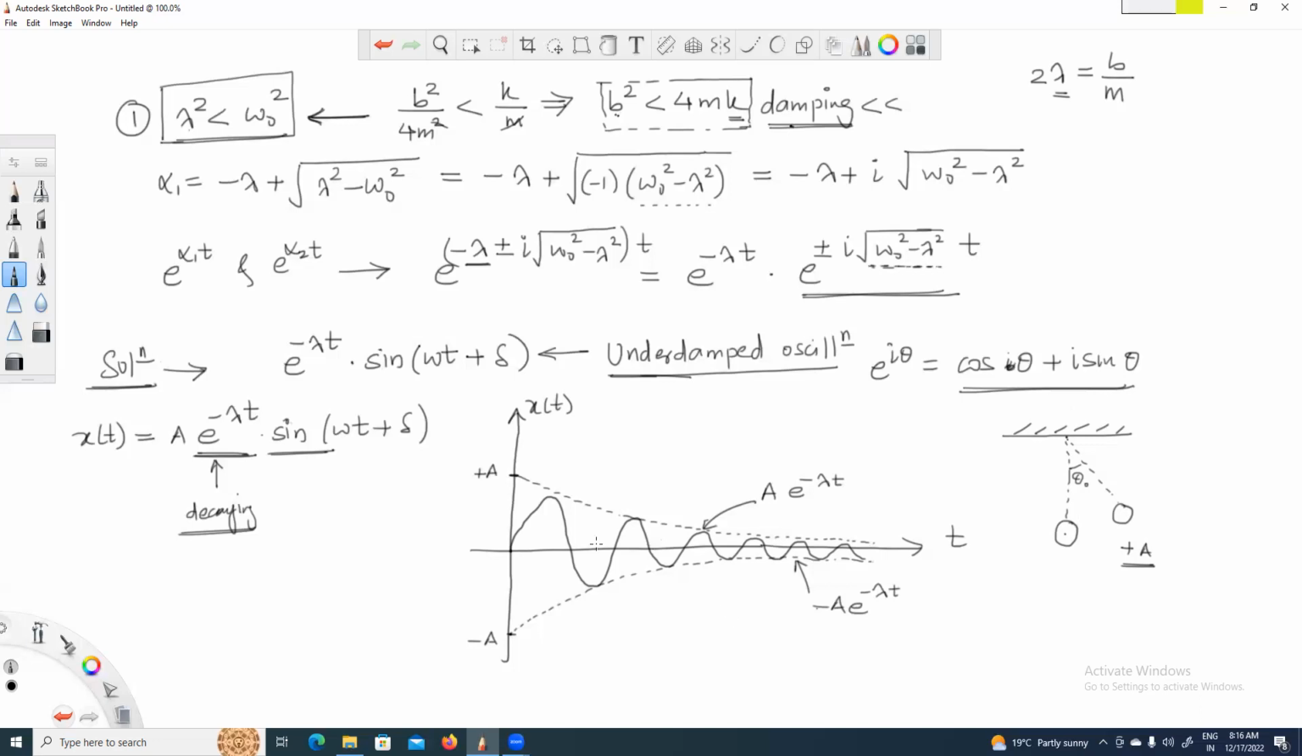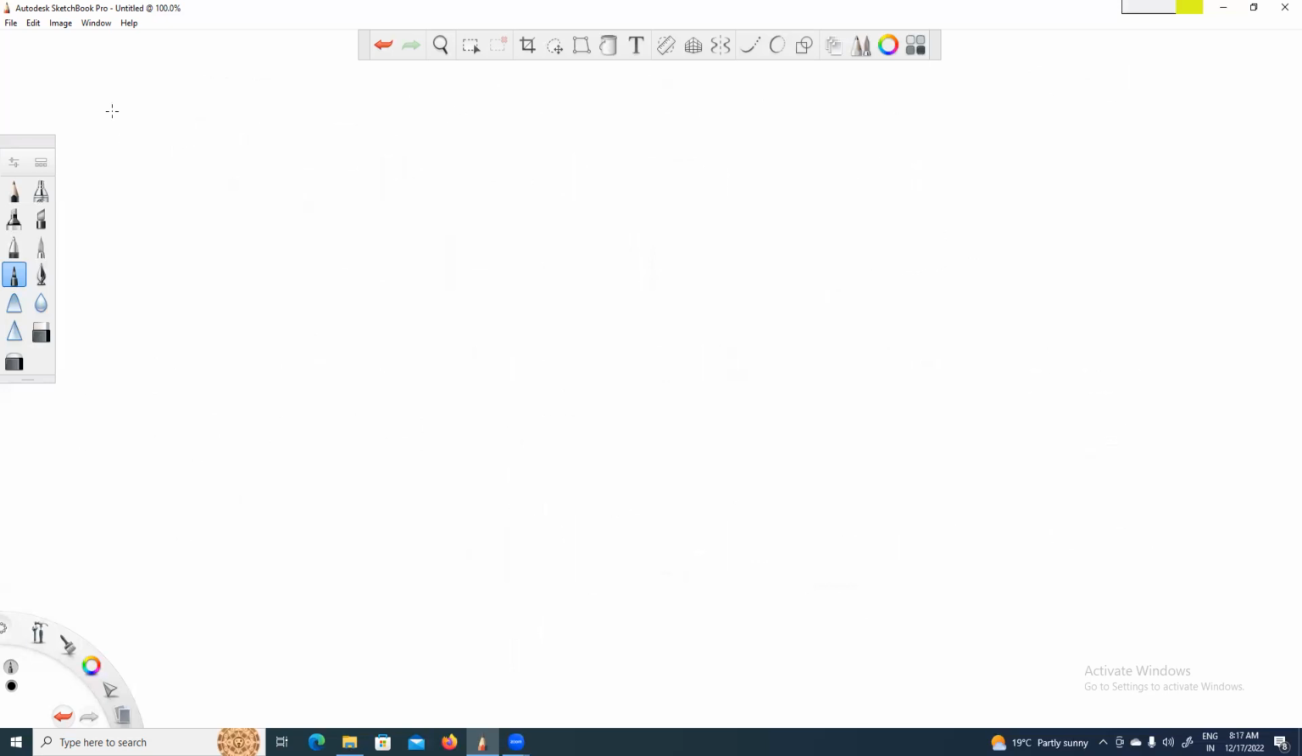So let's go to the next condition, which is the second condition. We'll first see lambda square is now greater than omega naught square. Again, I will write the first one, alpha 1 equals to. From this condition, I can directly write from the previous slide, b square would now be greater than 4mk. This indicates what? Your damping force is stronger now. Damping force is stronger than any other force in the system.